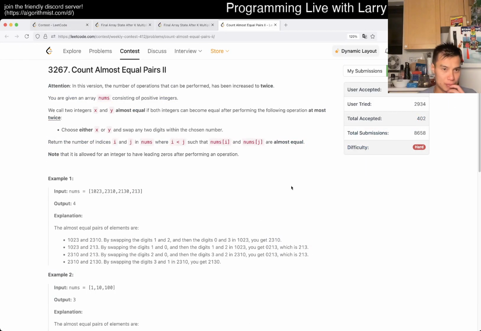Alright, I mean, maybe give this a try first. The number of operations is twice. Oh, so you can swap 2 numbers. What does swapping 2 numbers mean here?